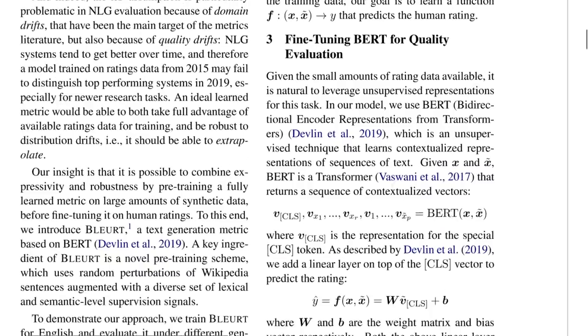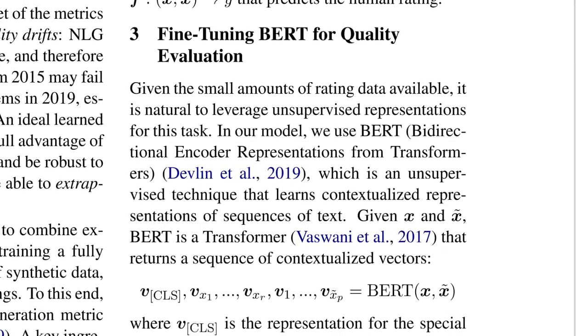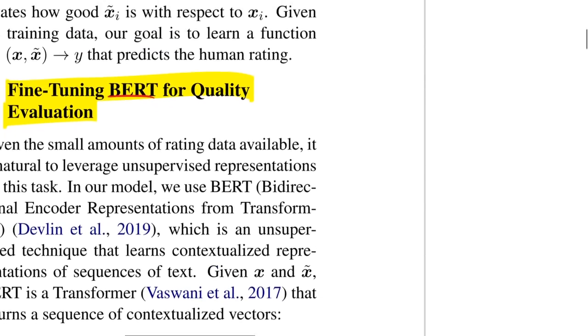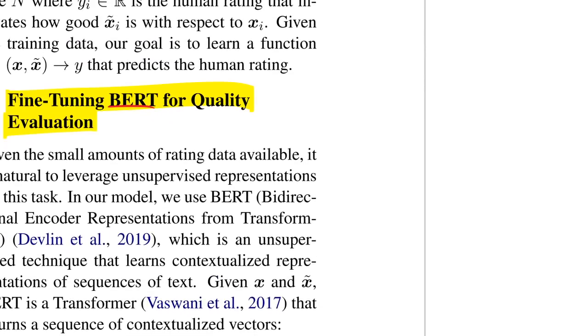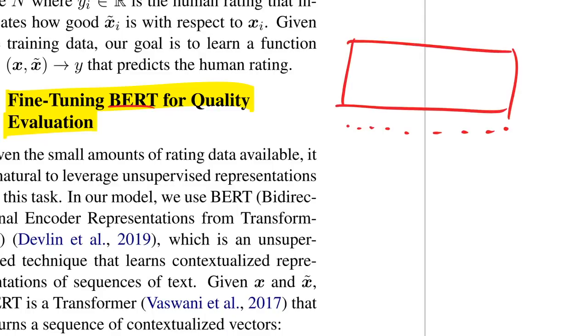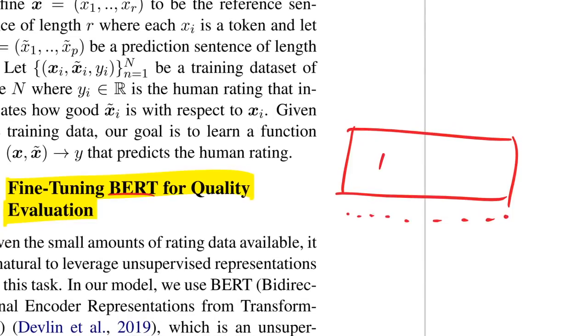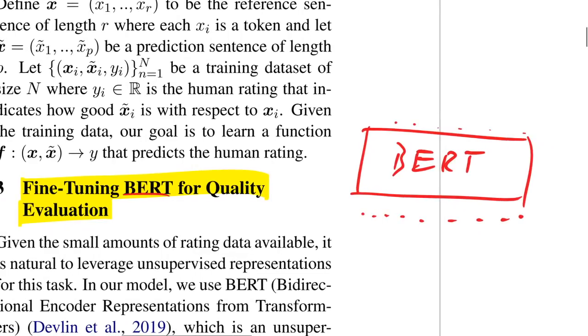Okay, so they say, what do we need to do to fine-tune BERT for quality evaluation? Now, if you don't know what BERT is, it's basically a model that takes in a bunch of text, and it's a transformer. I've made a video on it if you want to check that out. And then you get, as outputs, a sequence of vectors, but most of the time only the first one is important, which you then use in a subsequent task.